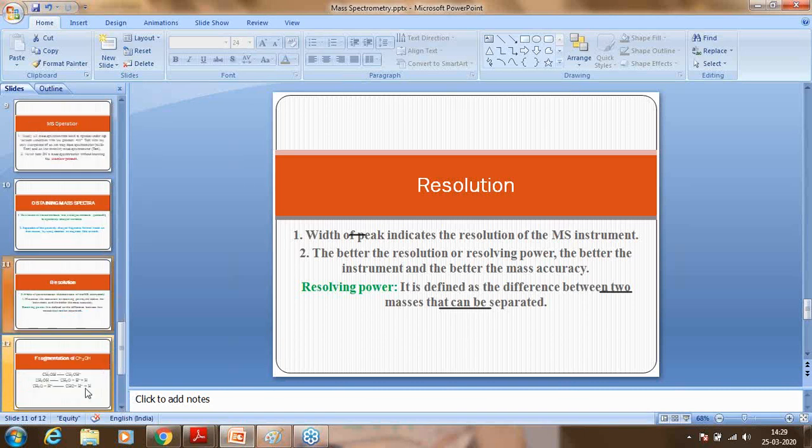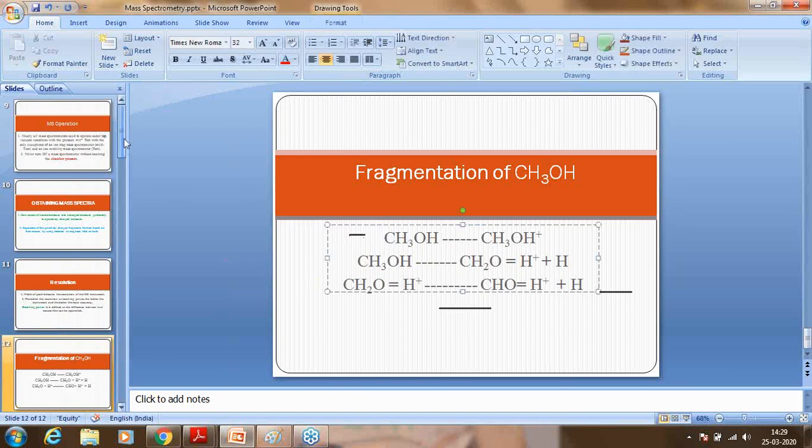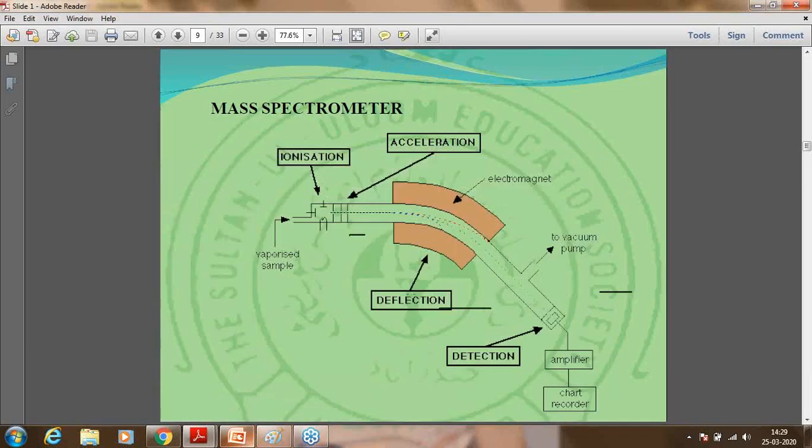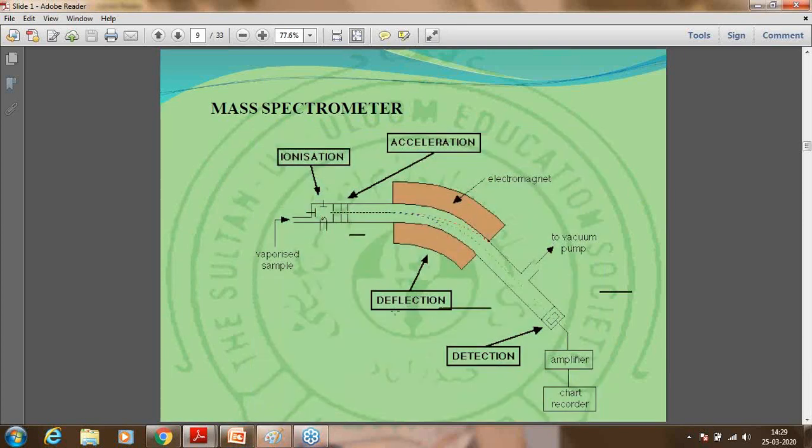Next is fragmentation. We already took the example of this part. Let me look at this mass spectrometer. There are different parts of a mass spectrometer. Number one, the ionization; next is the analyzer; next is the detector; and next is the recording system. This is the instrumentation.